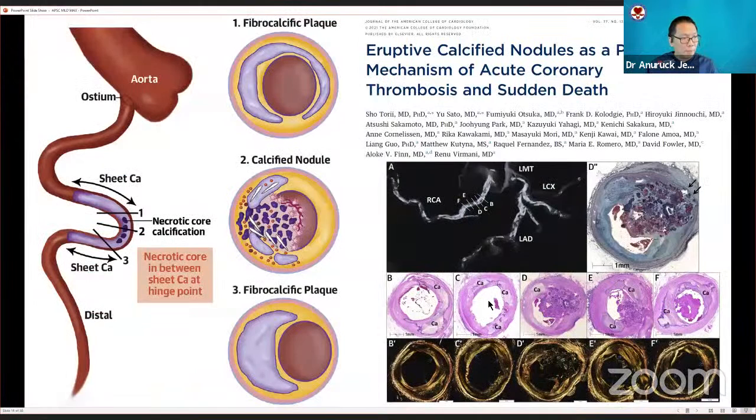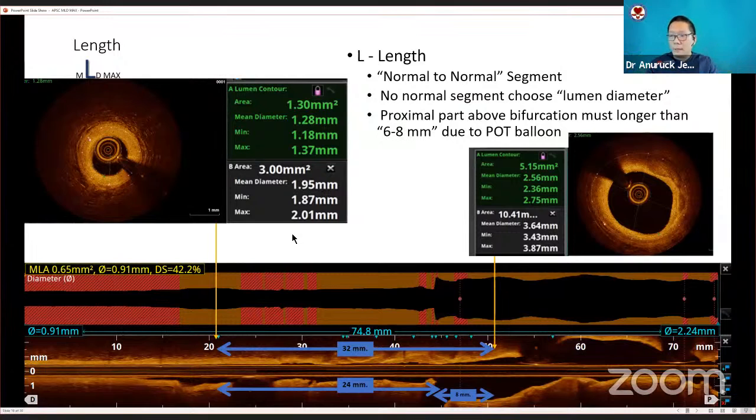With this kind of presentation, we have more information about the natural history of calcium, like this paper presented in 2021 by Dr. Womani's team. The hypothesis is that calcified lesions have a natural history. It starts from a fibrocalcific plaque with a necrotic core with calcium. It looks like a sheet of calcium like this, but when it keeps bending all the time, the calcium cracks and causes a calcified nodule, which causes thrombus and sudden death. All of this is the morphology part.